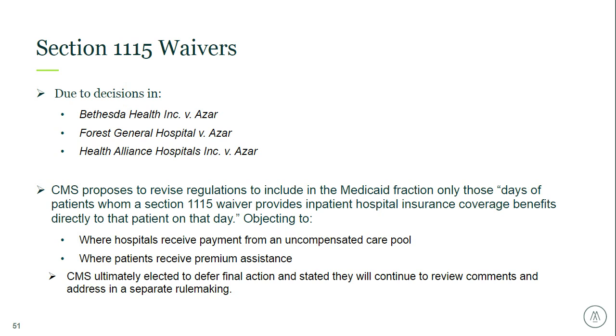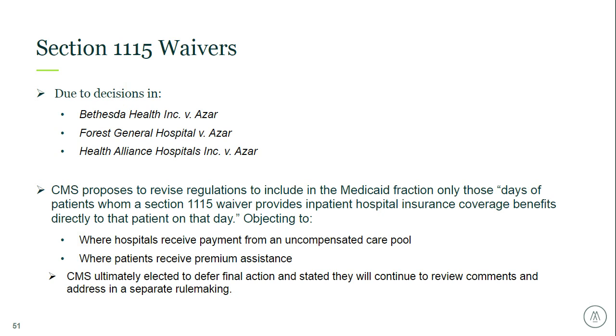So there's been a long line of cases, or at least three important cases cited here, Bethesda, Forest General, and Health Alliance, in which providers ultimately prevailed in having days associated with expansion waivers included in the Medicaid fraction of the DSH calculation. And these were, in some cases, programs that CMS viewed as not having the direct relationship that they believed should be there, because there were some that manage the program through an uncompensated care pool or others that subsidize premium assistance. So the intent was to make a change here to tighten this up in CMS's mind. Ultimately, CMS stated in the final rule that they received a lot of comments, that they're going to continue to evaluate, and they'll address this in a separate document sometime in the future.